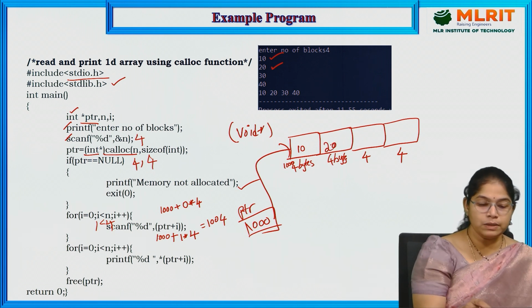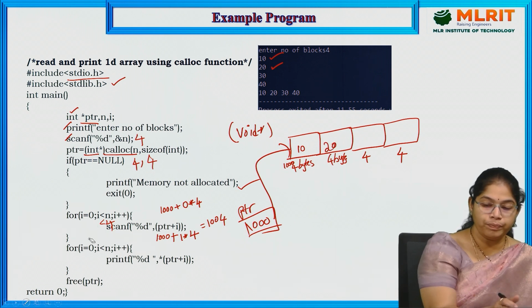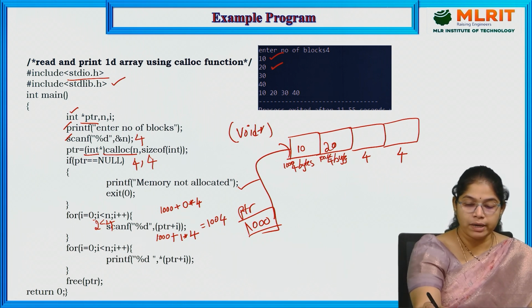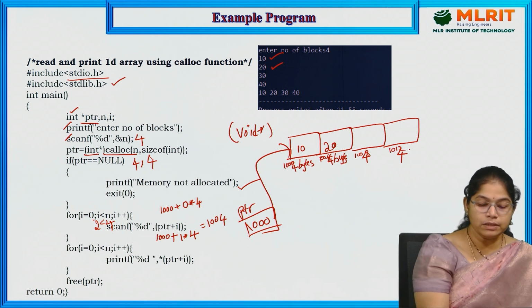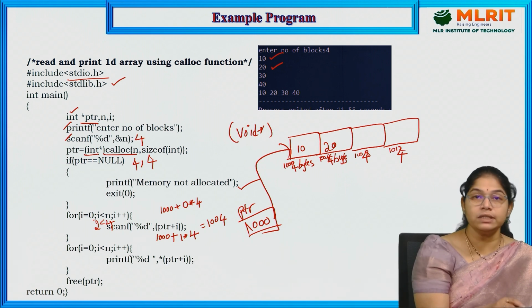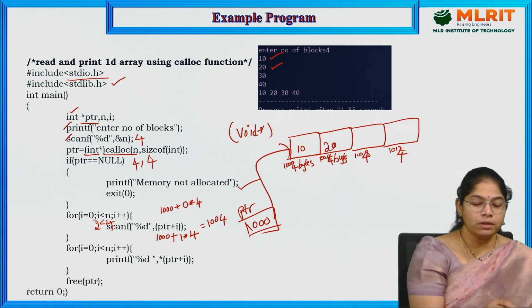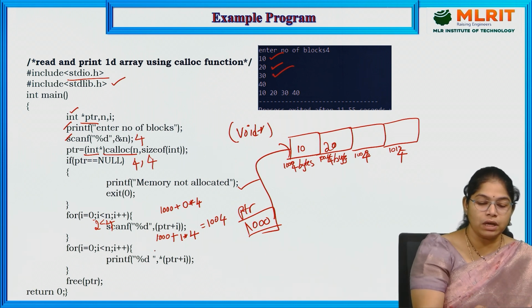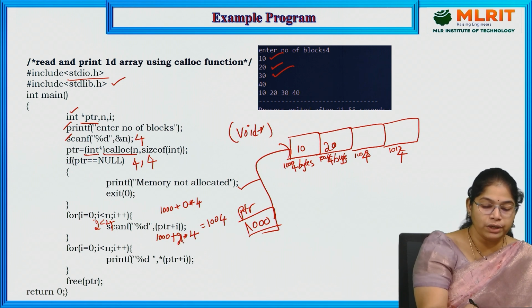Again i plus plus, now i becomes 2. Each occupies 4 bytes: 1004, 1008. Again i plus plus, now i becomes 2, 2 less than 4, condition is true. Then the next value, 30, has to be stored in the location ptr plus i, 1000 plus, where i is 2, 2 into 4.